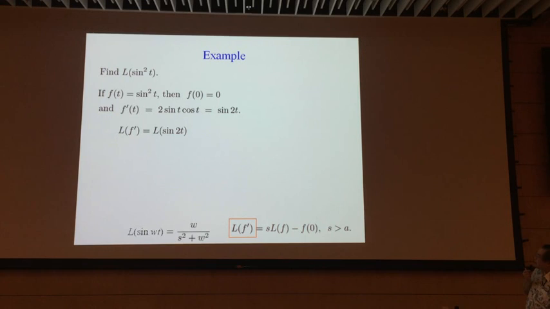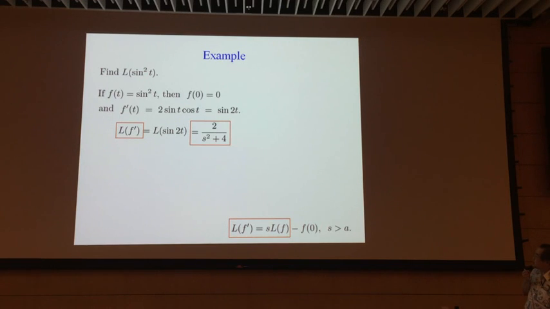So that we are looking at w divided by s squared plus w squared. Right, so here w is 2, so we have 2 over s squared plus 4. So we've got this part here. f at 0 is always 0, so we essentially just create 2 over s squared plus 4 equals s times the Laplace transform of f, which is what we want, right?